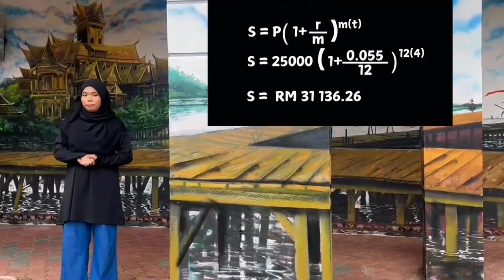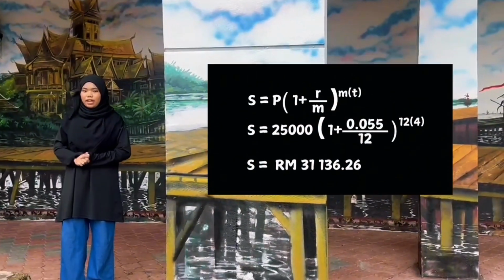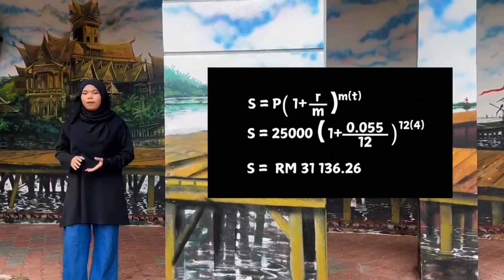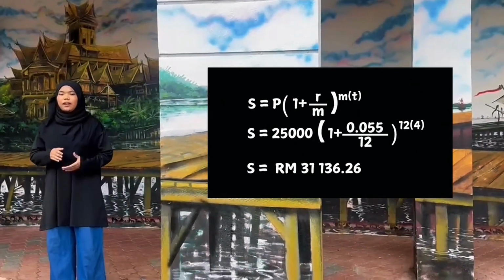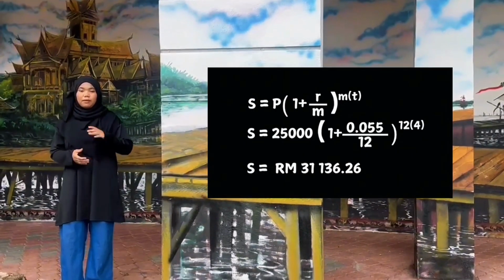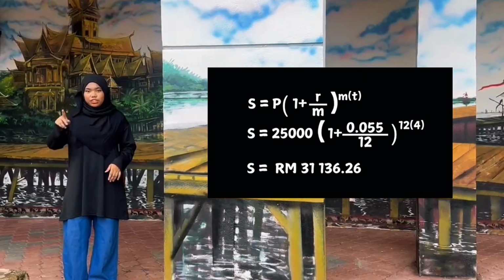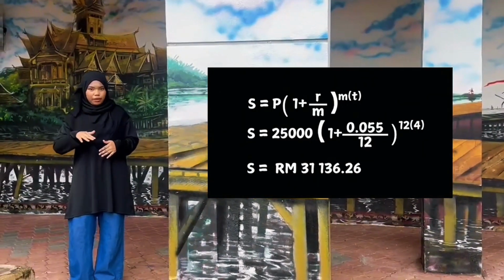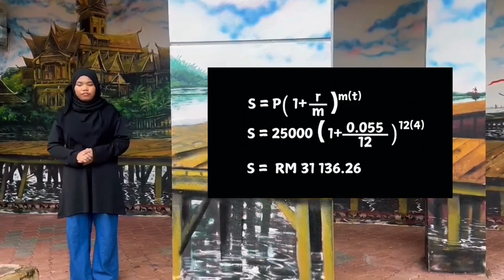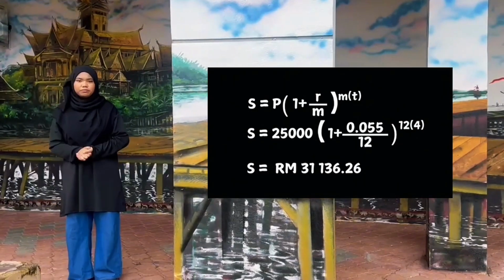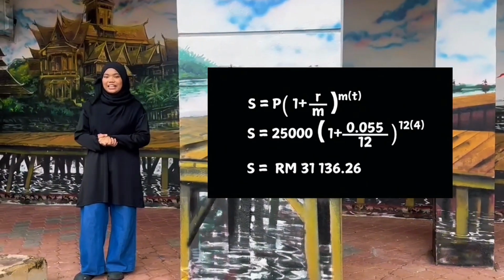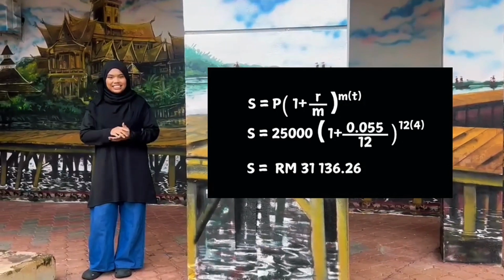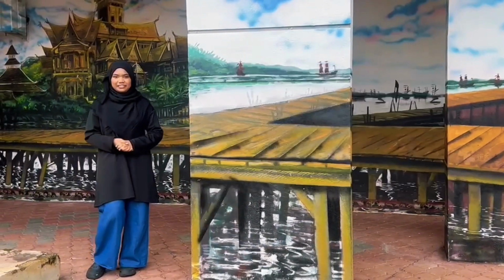What would you advise? The working is S equals P bracket 1 plus R over M bracket power of M times T. S equals 25,000 bracket 1 plus 0.055 over 12 bracket power of 12 times 4. So S equals 31,136 ringgit and 26 cents.